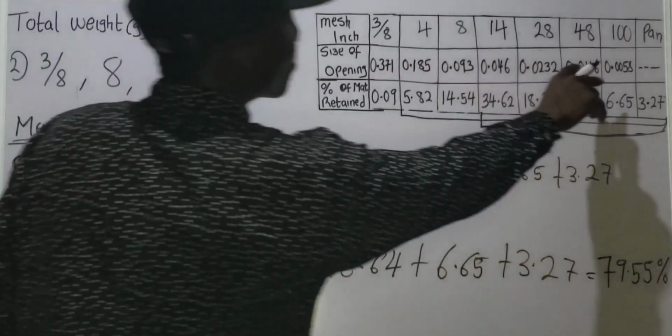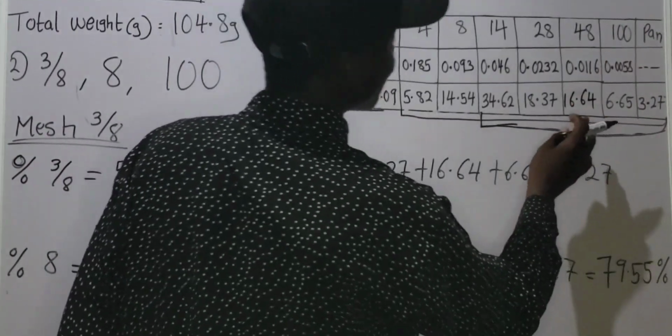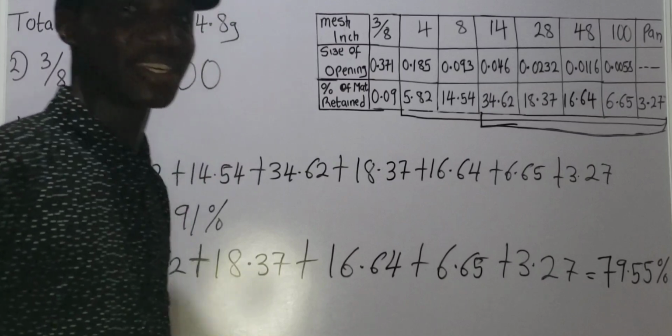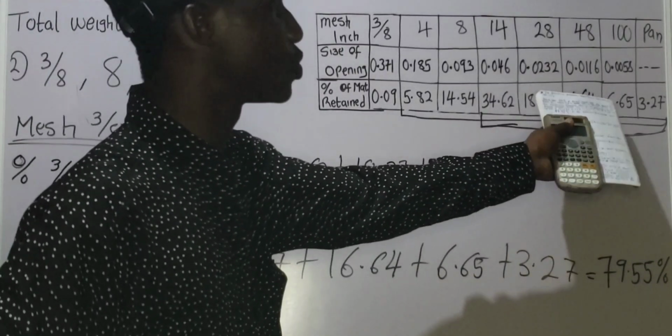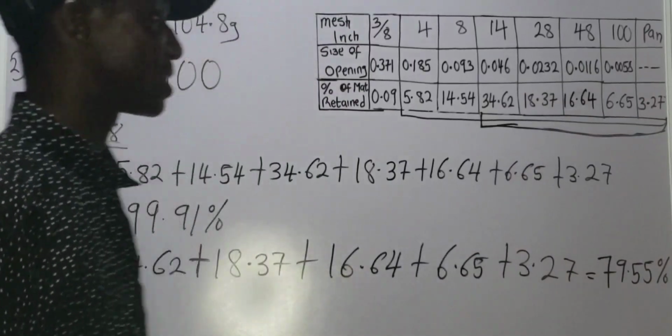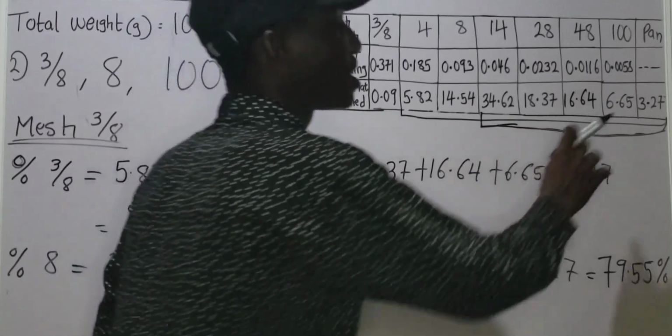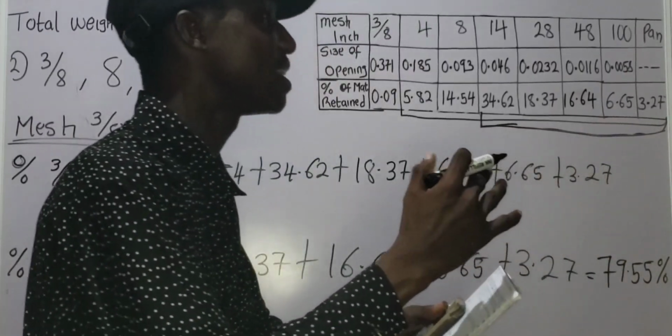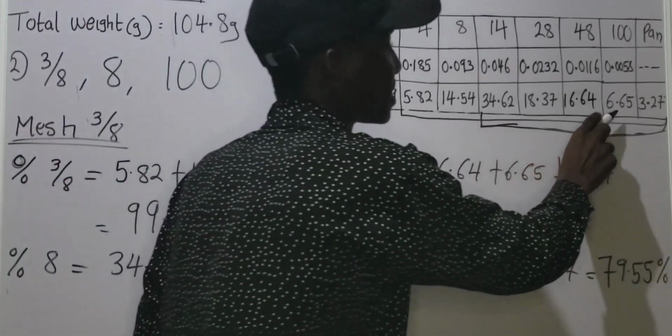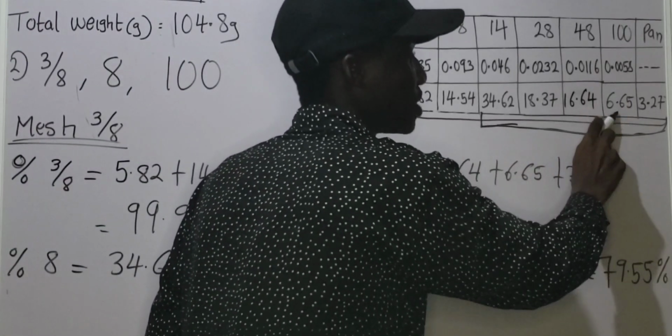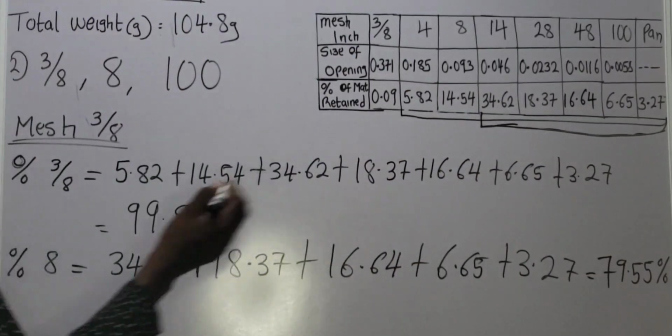Okay, now to get the percent of material that passed through mesh 100, don't forget that out of the materials that was poured on mesh 100, mesh 100 was only able to retain 6.65% of the material. So 3.27 is the percentage of material that passed through mesh 100 to the pan, you understand? The percentage of material that passed through this mesh, which is mesh 100, to the pan is what? 3.27. So that is the percentage of material that passed through mesh 100.